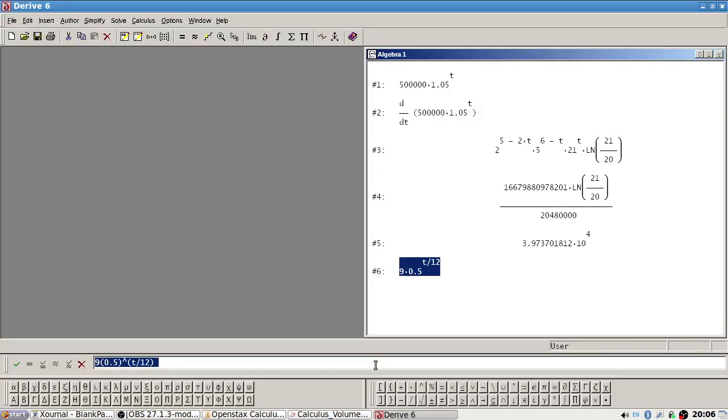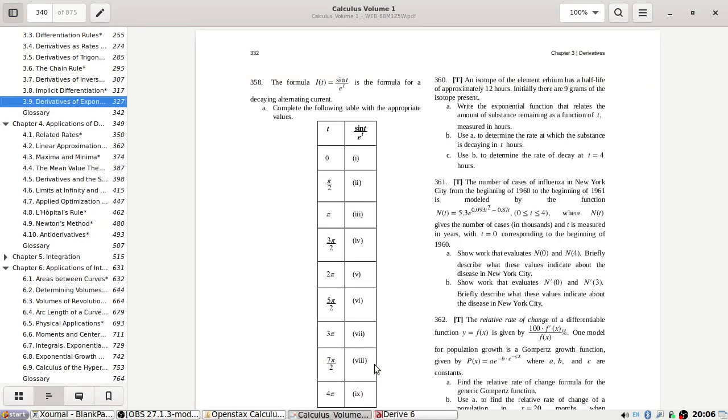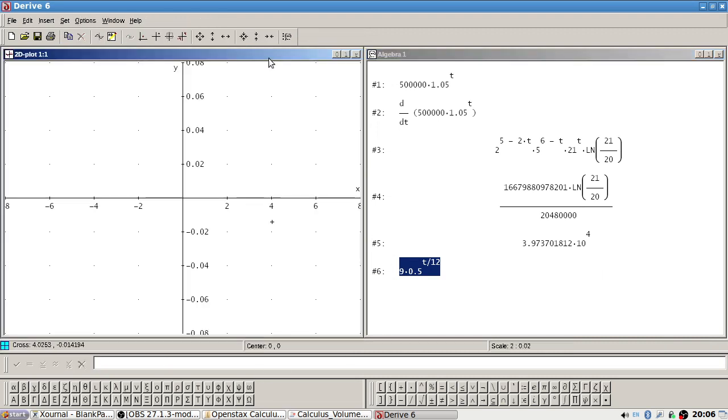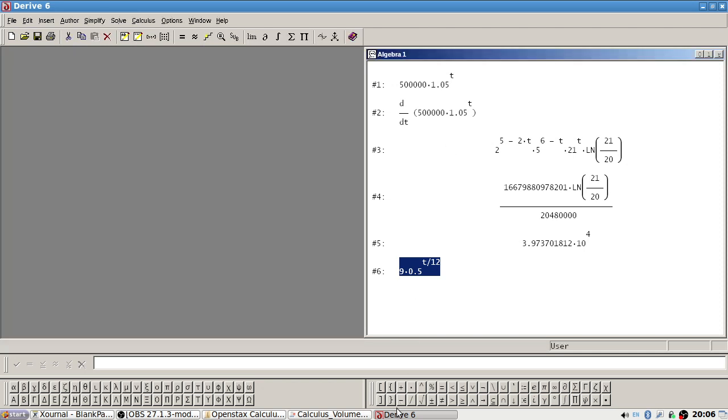So when you'd multiply it by a half after 12, I think that would be it. Let me just plot it. Yeah, that looks right. Okay.